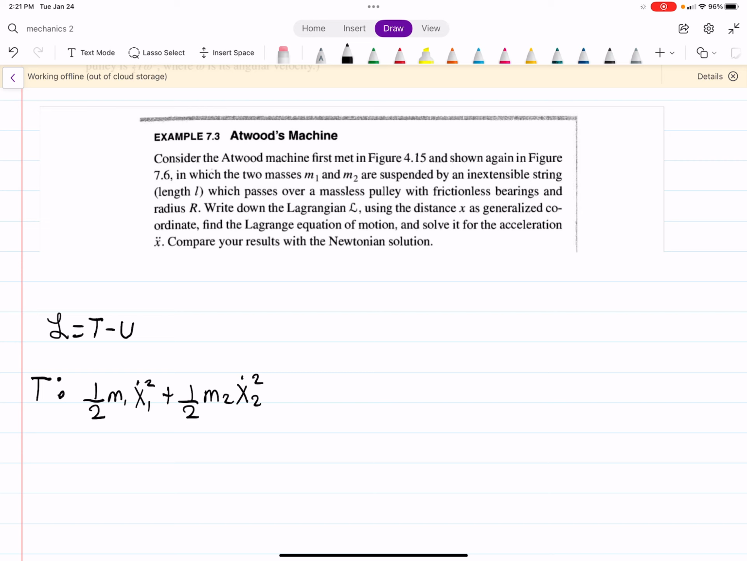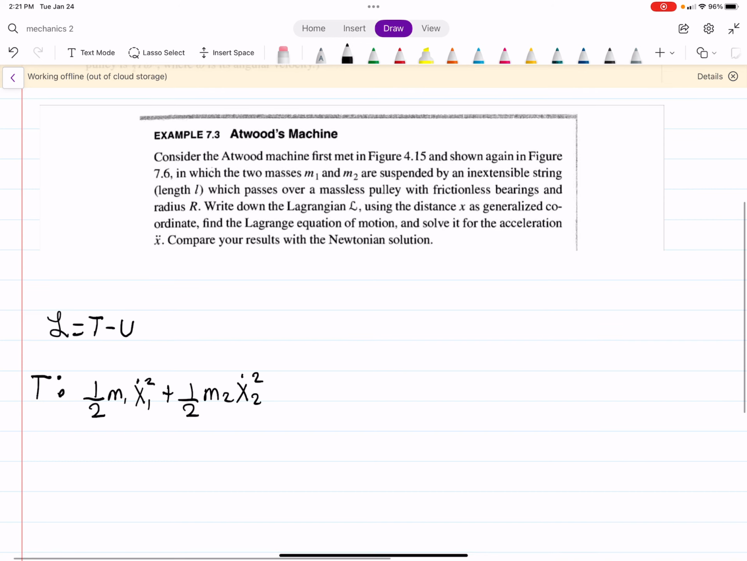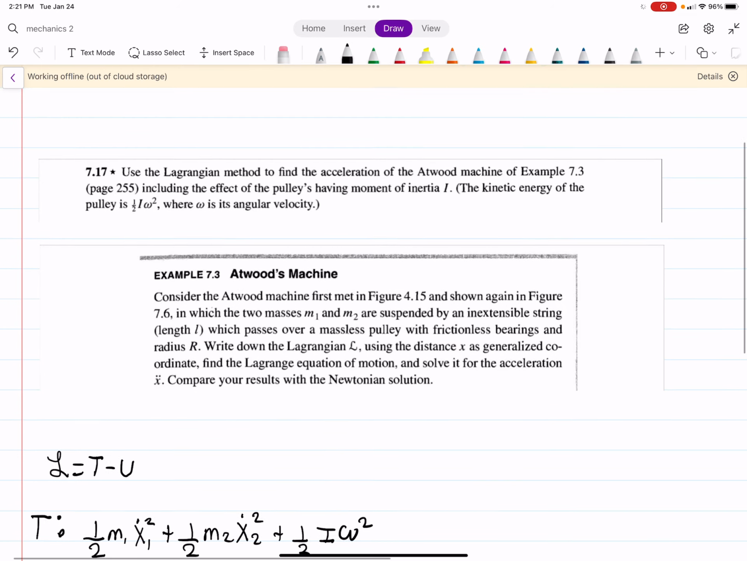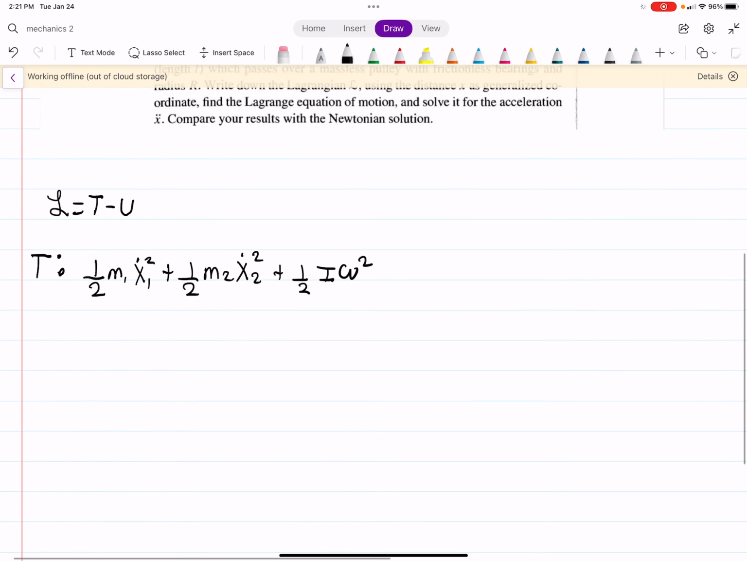So there's the kinetic energy of the blocks, but there's also rotational kinetic energy for the, I don't know what you would call it, I guess it's called the pulley, duh. So that has rotational kinetic energy, which will be 1/2 I omega squared. And they give us I, the moment of inertia for the pulley.